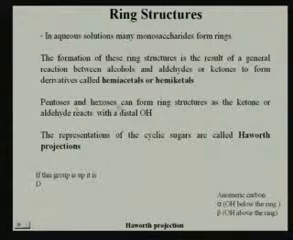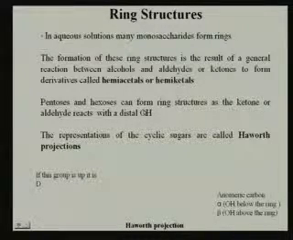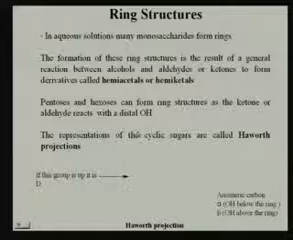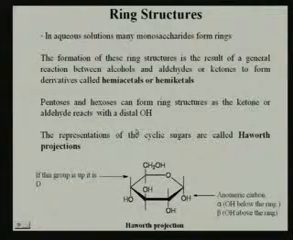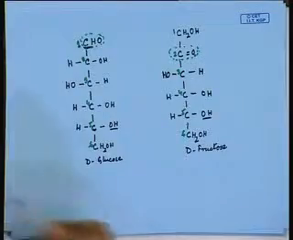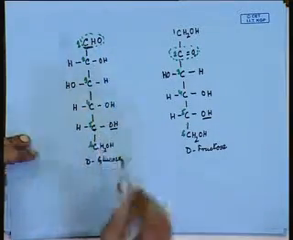Pentoses and hexoses can form the ring-like structure as the ketone or aldehyde reacts with the distal hydroxyl group, and this type of representation is called Haworth projection. Now, what are we talking about here? We are talking about the simple straight chain of glucose.